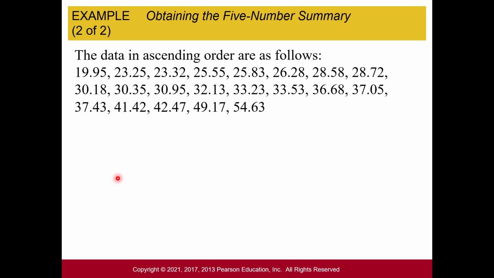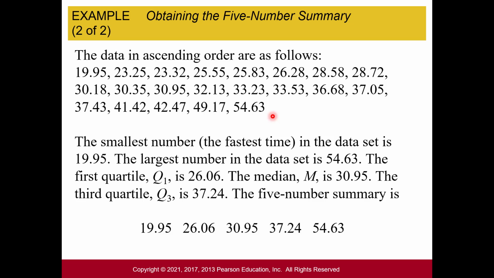If we first write the data in ascending order, notice some of the things we need right away is the smallest value and the largest value. So the fastest time in this case is the smallest number, 19.95. And the largest number is the slowest time, essentially, the 54.63. We've computed these in the past, but the median, remember, would be the middle value.